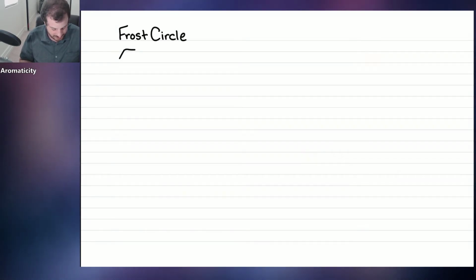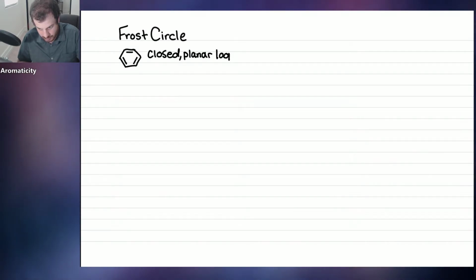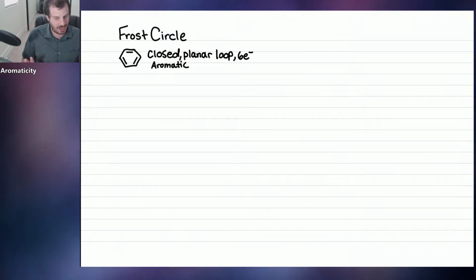Okay, so let's take a look at benzene here. Benzene meets the criteria for aromaticity in that it's a closed planar loop. And if we count the electrons, we'll see that there are 1, 2, 3 double bonds. 3 times 2 is 6. So 6 meets Huckel's rule as being aromatic. But let's say I asked you to draw the molecular orbital diagram for this benzene molecule. No problem. You can use a Frost circle to do it very easily.